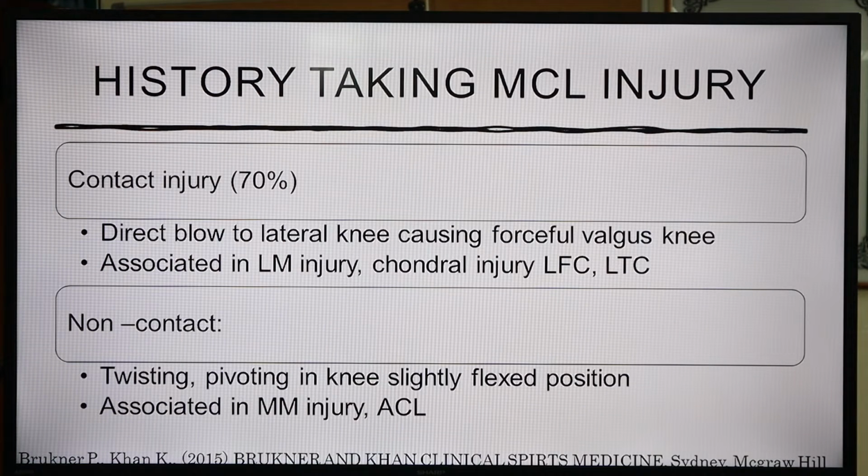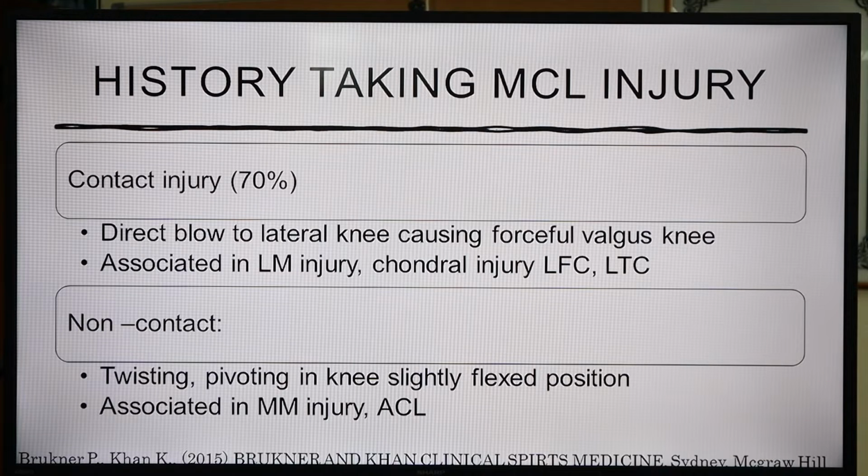So history taking of MCL, the most important thing is we need to find out what is the mechanism of injury. In Brunei and Han, they mention contact injury, direct blow to the lateral knee causing the forceful valgus knee is the most common cause of MCL. But in my little experience, I believe the non-contact twisting is one of the most common, and it is commonly associated with the ACL and also meniscus injury.